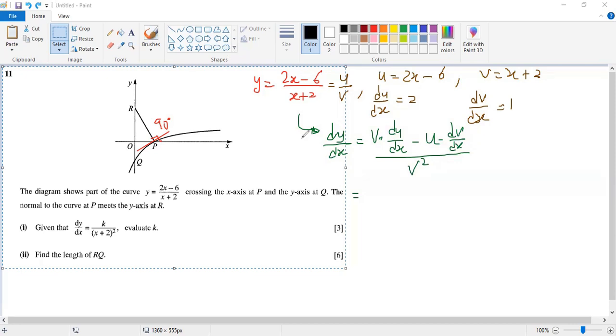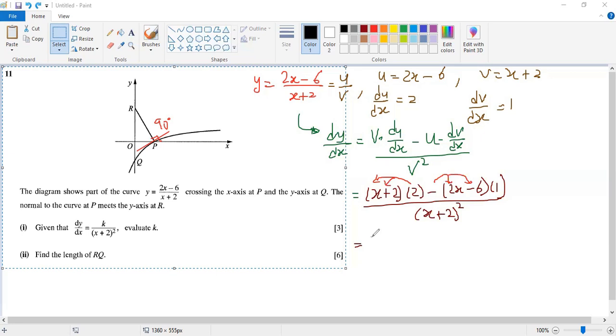Let's substitute, please. The v is x plus 2, du/dx is 2, minus u, the u is 2x minus 6. Just copy and match the values that you calculated above, and then the denominator is x plus 2, whole thing squared. Please do not expand the square. Always leave the denominator like that. Then multiply. Remember, expansion of brackets is just normal algebra, so multiply here, and the negative sign you multiply through like that.